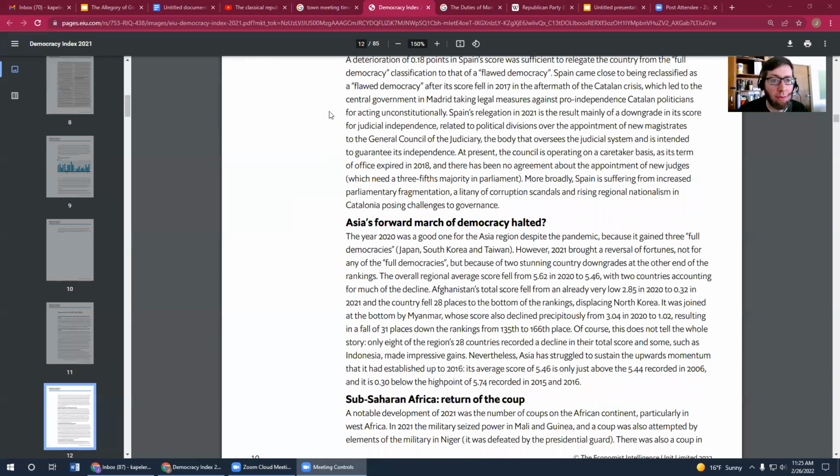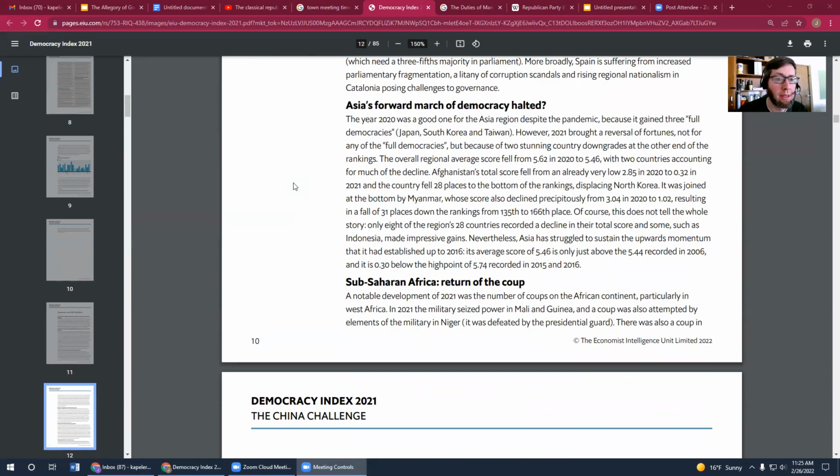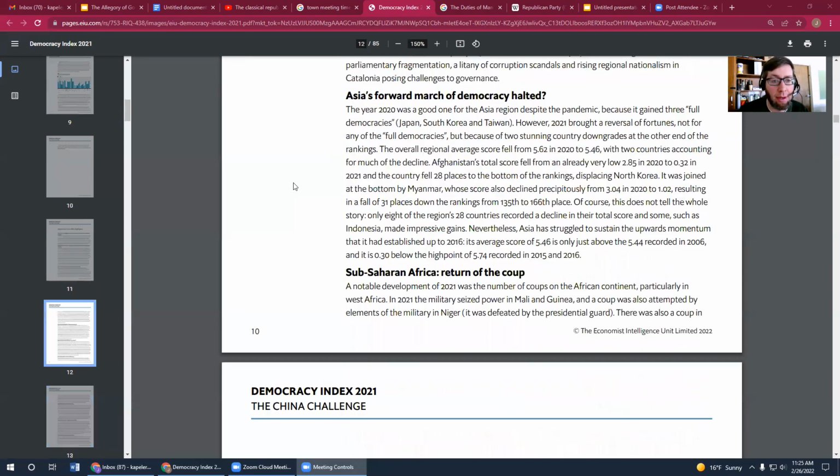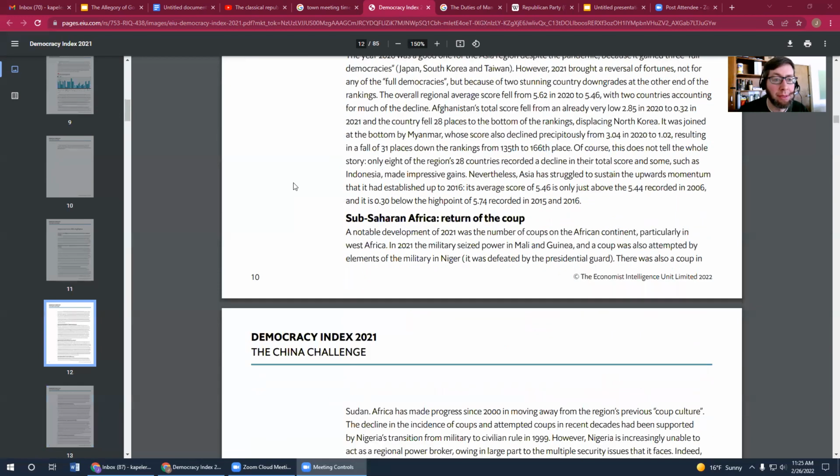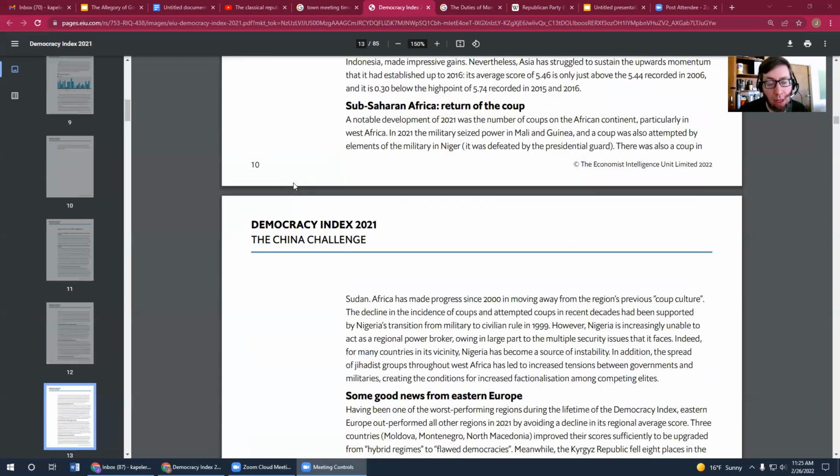Let's go on. Asia's forward march of democracy halted. There's been a lot of trouble in certain countries like Myanmar. Let's say Sub-Saharan Africa, return of the coup. We've seen a lot of coups, a lot of military dictatorships, and one thing that's troubling is that a lot of those soldiers, or military officers, are trained by U.S. personnel and go through our military schools. So that's a little troubling.